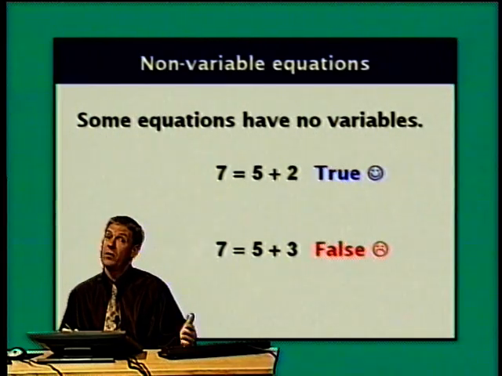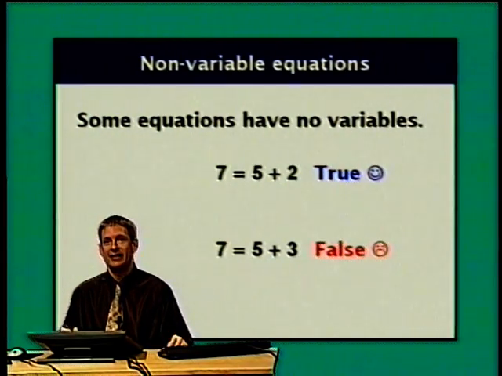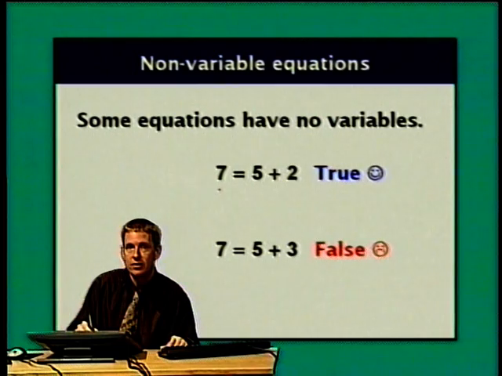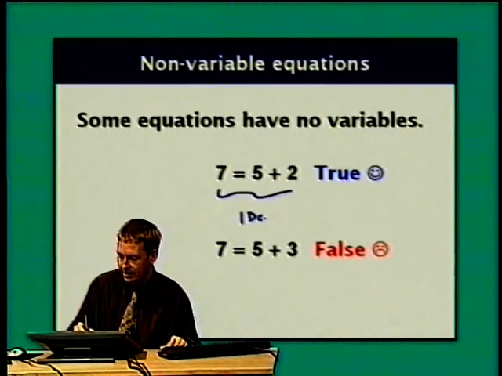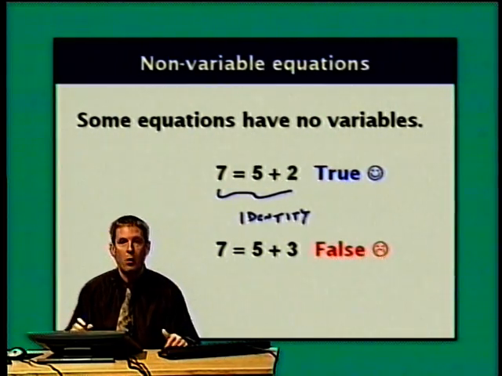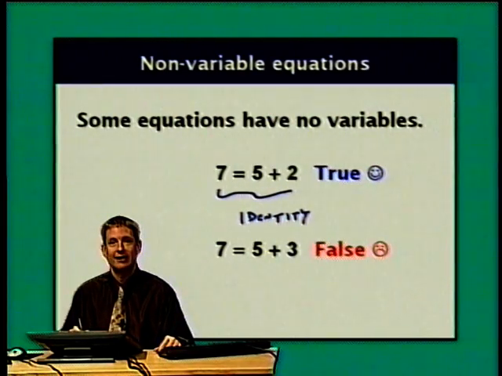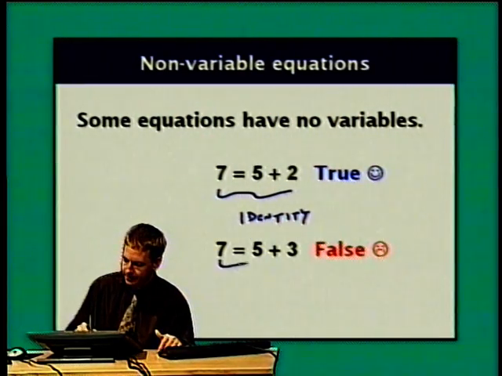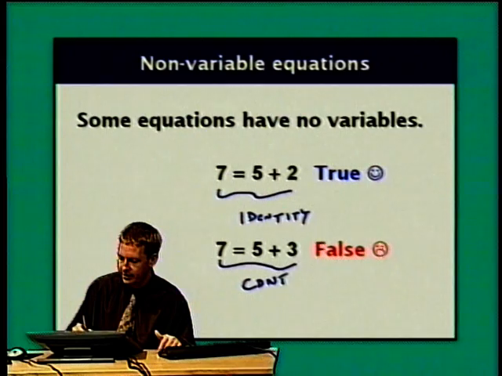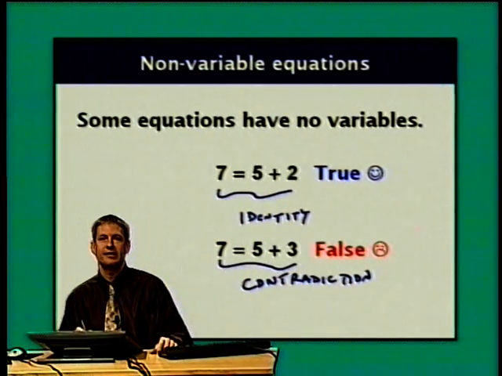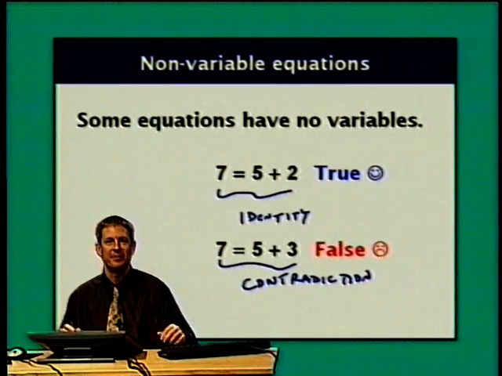So reviewing our vocabulary, we could say that 7 equals 5 plus 2 is an identity because this statement is always true. And we could say that 7 equals 5 plus 3 is a contradiction because this statement is never true.